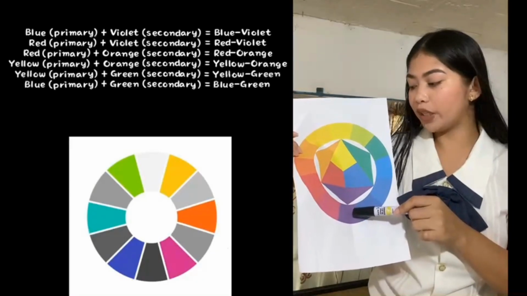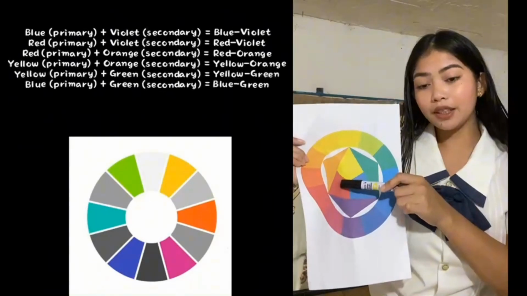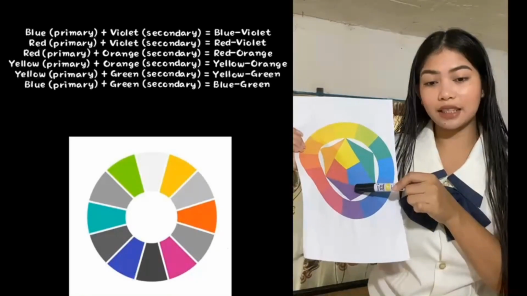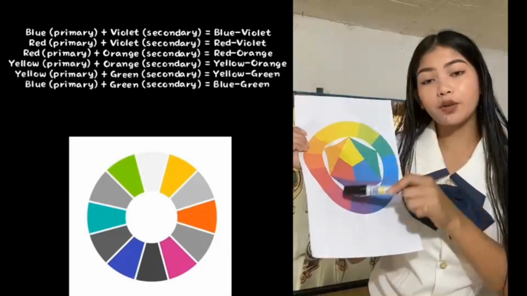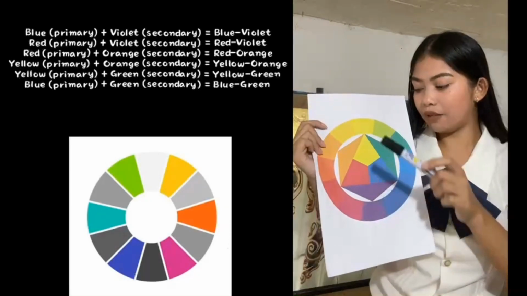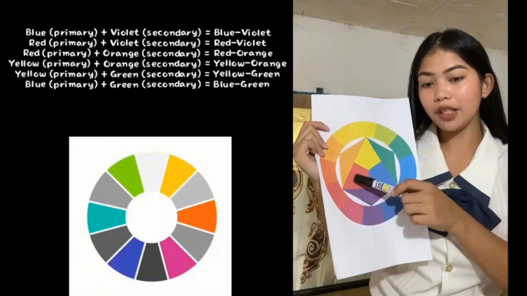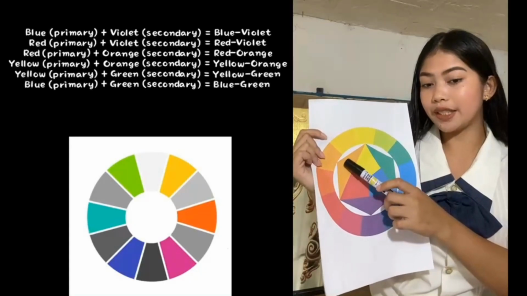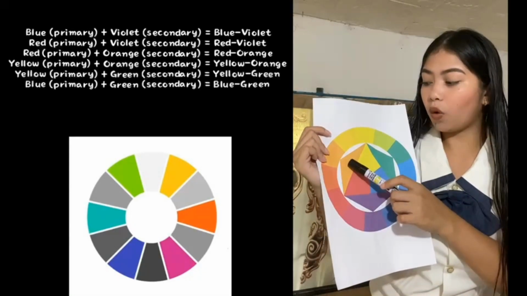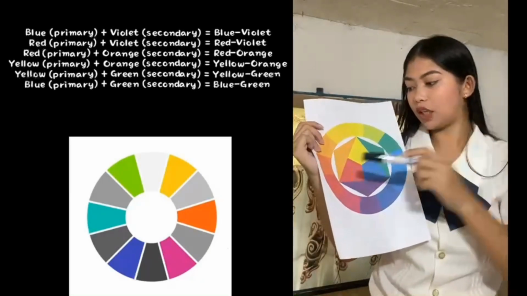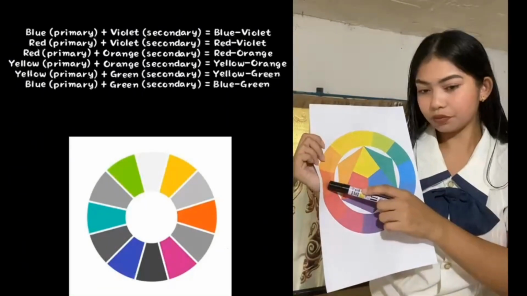The next one, we have here the red, which is the primary, plus violet, which is the secondary, equals red violet. The next one, we have the red, which is the primary, plus orange, which is the secondary, and it equals red-orange.